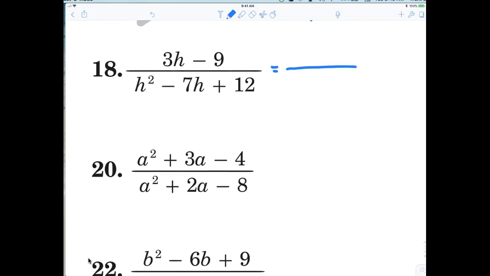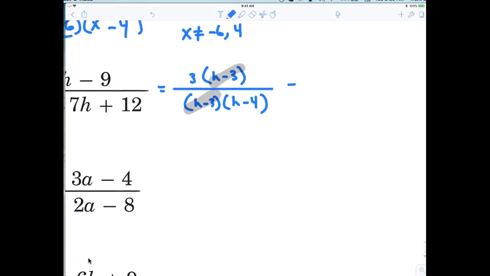The numerator has a GCF, which is 3. Factor out a 3. And you're left with, now because there's an h minus 3 on the top, there's probably an h minus 3 on the bottom. And then I want it to be negative 7 as a sum and a positive 12, h minus 4. All right? And so now the h minus 3's will cancel. So you're left with 3 over h minus 4.